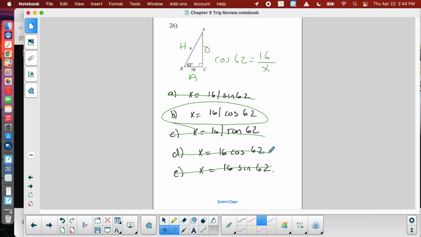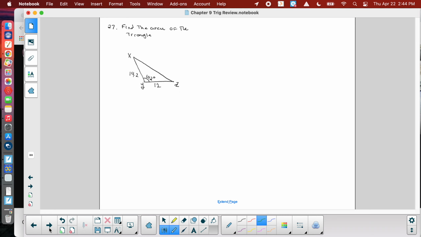We're almost done. Uh-oh, I don't like that. Find the area. That's an ugly triangle. I hand drew that one, sorry. No, like the numbers are ugly. No, they aren't. 14.2 and 12, it's not bad.